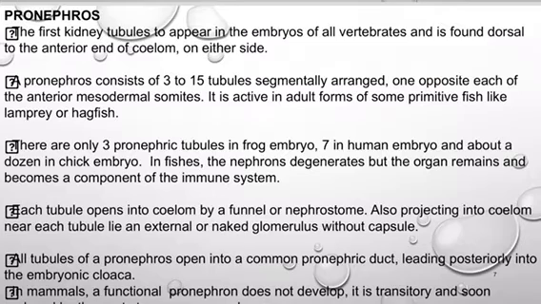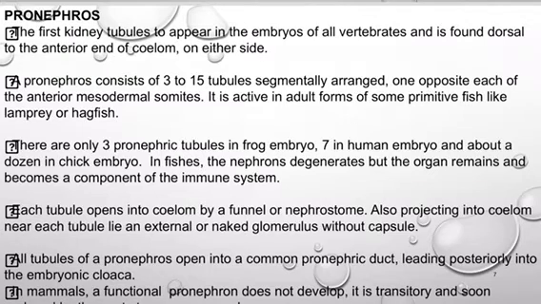Pronephros is some other form of kidney we really need to talk about. Pronephros. This is the first kidney tubules to appear in the embryos of all vertebrates, and is found dorsal to the anterior end of the coelom on either side. The pronephros consists of 3 to 15 tubules segmentally arranged, one opposite each of the anterior mesodermal summits. Pronephros is active in adult forms of some primitive fish like the lamprey or the hagfish.